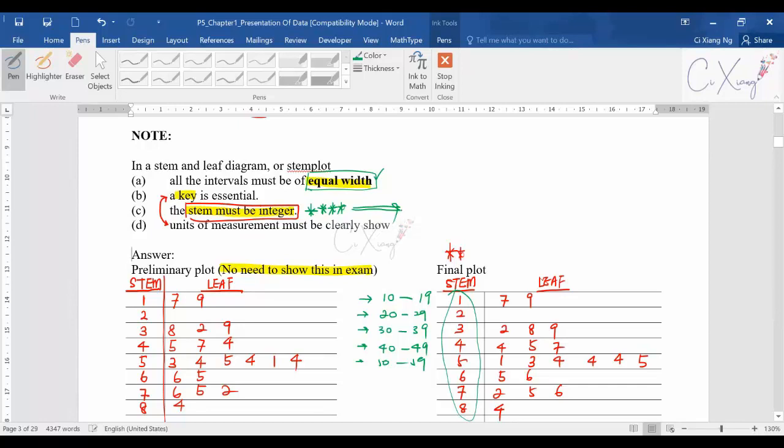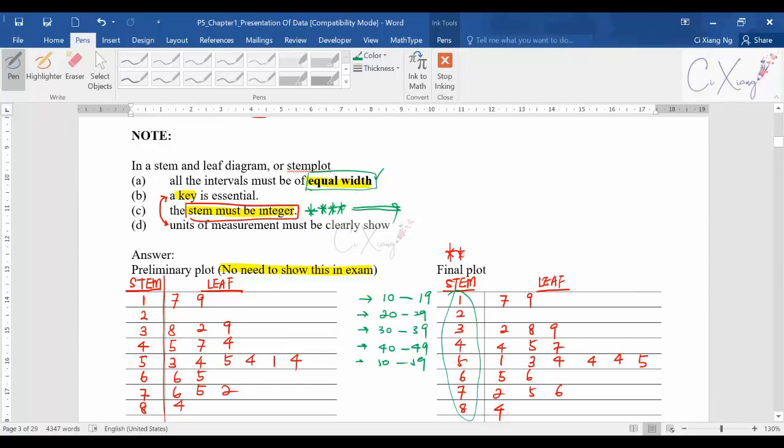Okay, so don't go and search for some book and come and show me, hey, teacher, you see this book, they accept decimal number. Okay, but it is not wrong. A-level is also not wrong, just that they choose to restrict it so that students can have a more standard answer. All right, so for us, we are going to use the rule that the stem must be integer. So please remember this one.